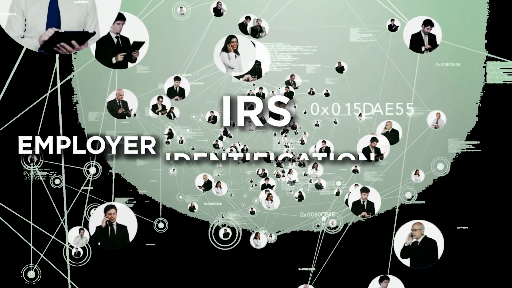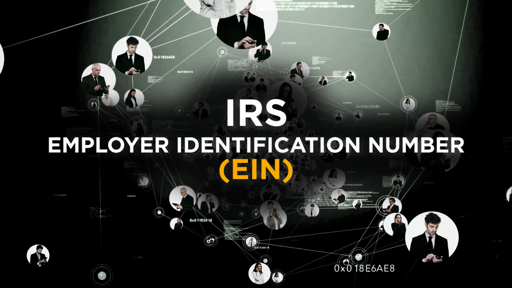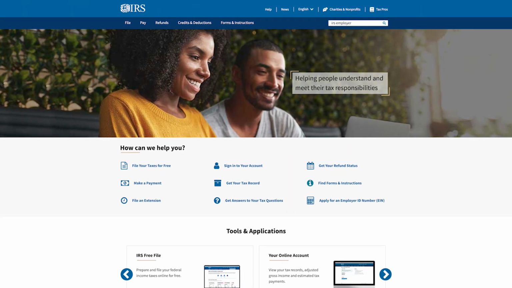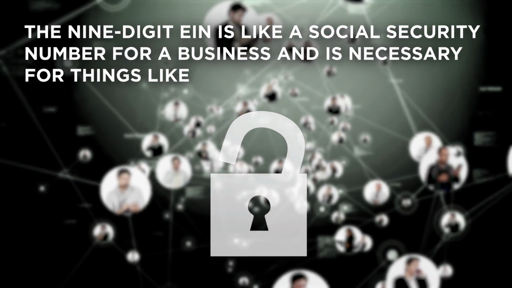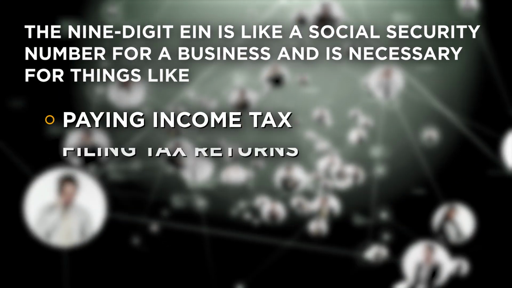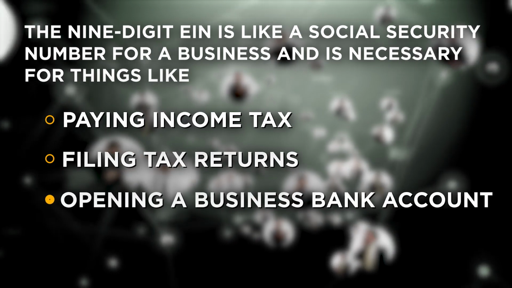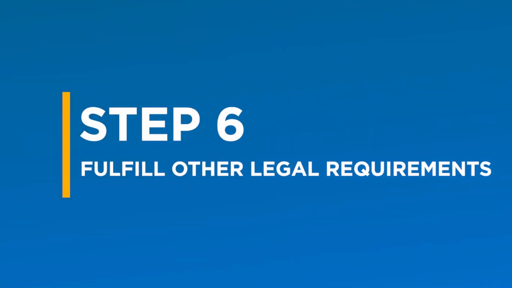Before your company is ready to start doing business, you must obtain an IRS Employer Identification Number, EIN, by applying on the IRS website. The 9-digit EIN is like a social security number for a business and is necessary for paying income tax, filing tax returns, opening business bank accounts, and other business functions. Finally, make sure you complete all of the additional legal requirements.